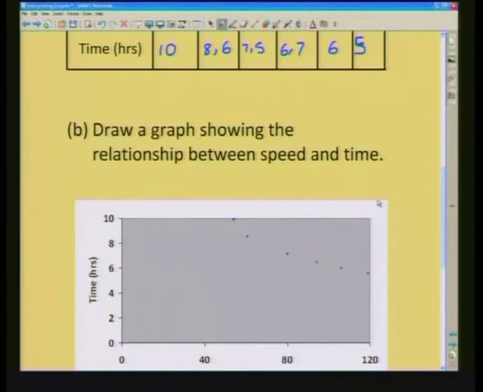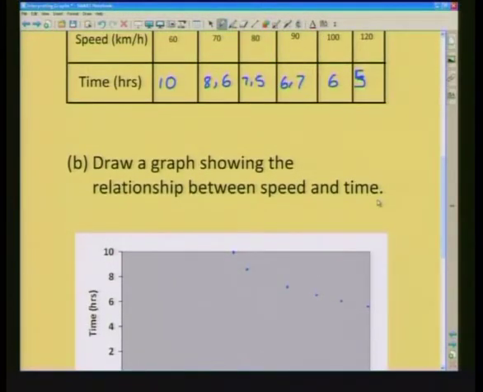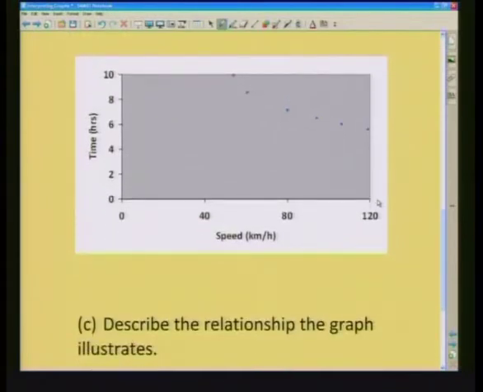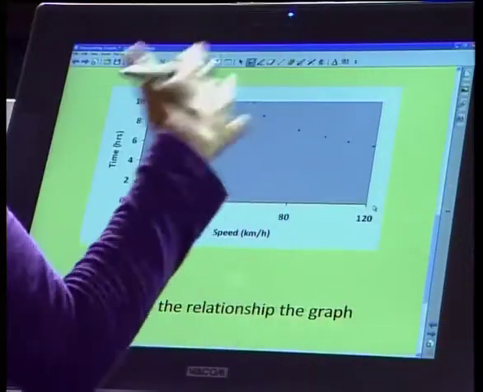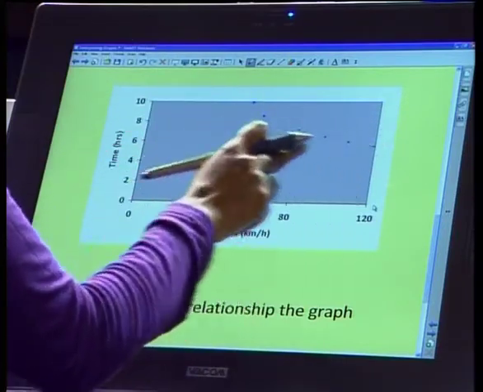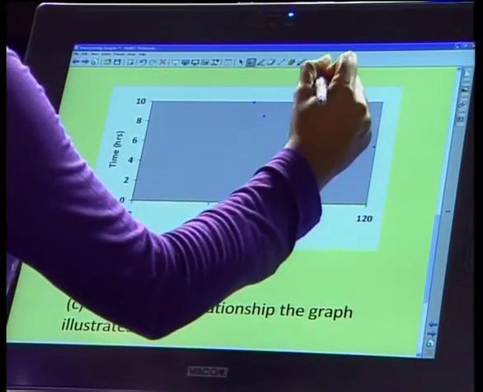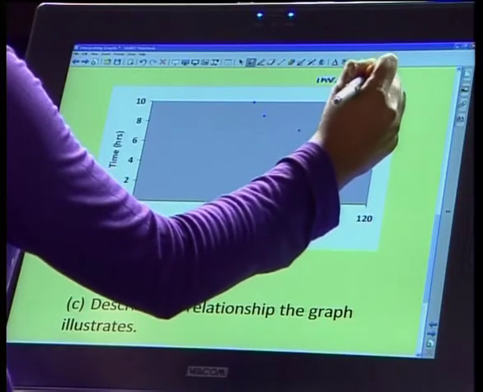They then ask us to draw a graph showing the relationship between speed and time. Now, all I've done on this graph, we've got speed on the x-axis and time on the y-axis. I've literally just plotted the points from the table that we've worked out, and what you can see is that we have this hyperbolic type shape. Remember, we said right in the beginning of sketching graphs, which was in session 7, that when you have an inversely proportional relationship, you will get a hyperbola type shape since they are inversely proportional.